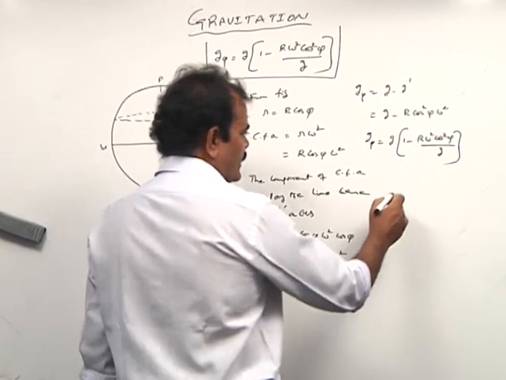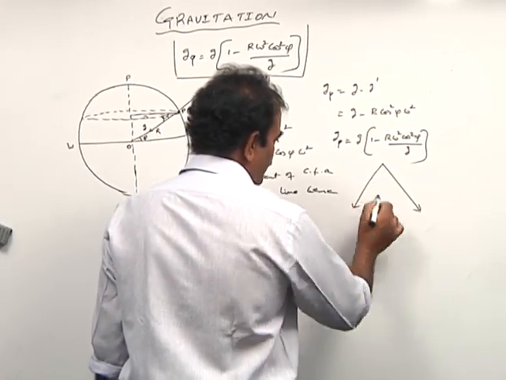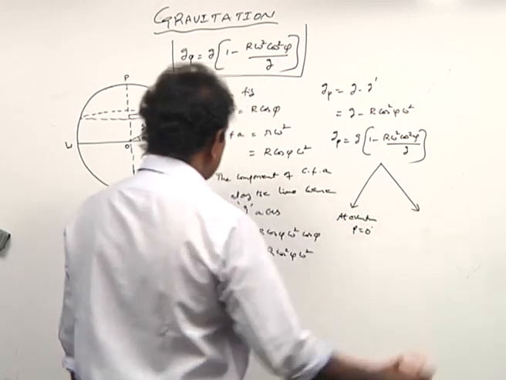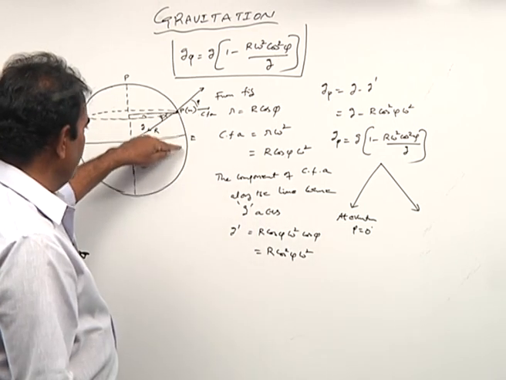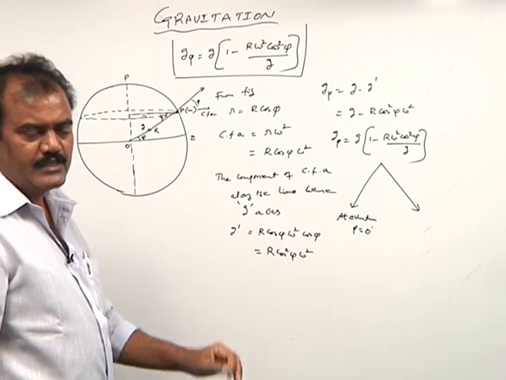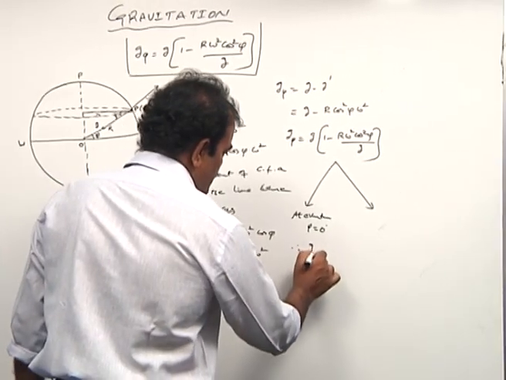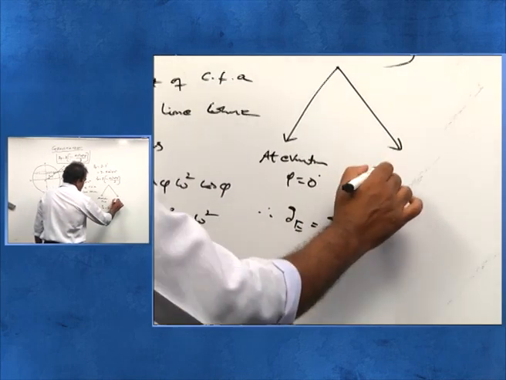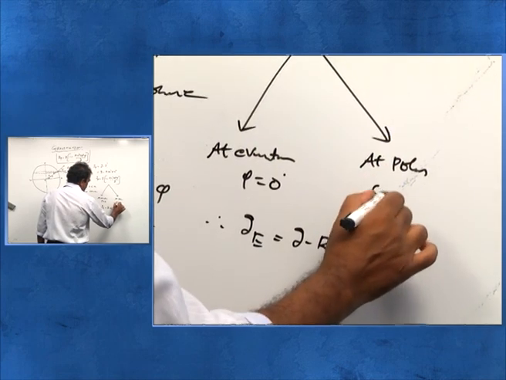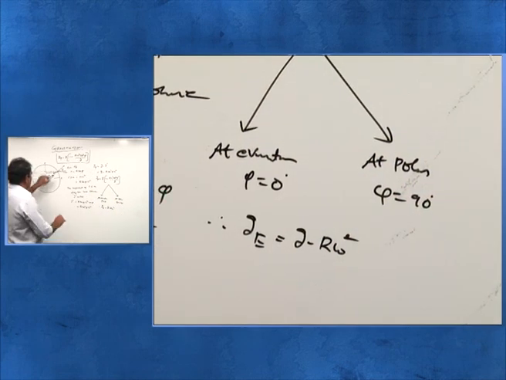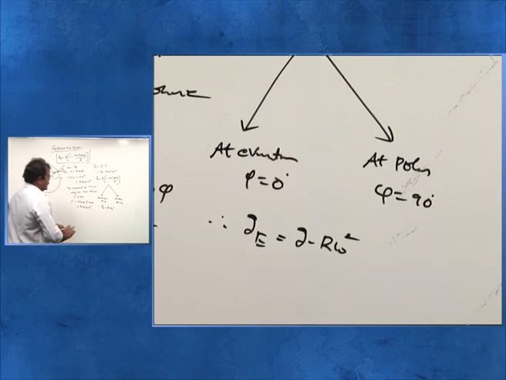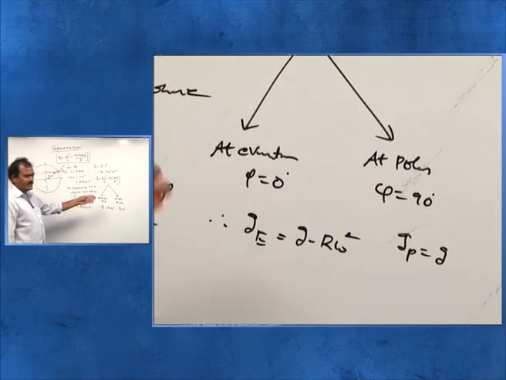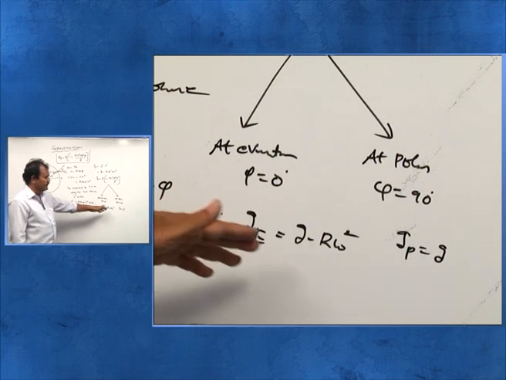And we have two cases here. Suppose at equator, we can take phi is equal to 0 degrees. Why? Because phi equal to 0 degrees means at equator this line doesn't make any angle with the equator. Therefore g E is equal to g minus r omega square. And at poles phi is equal to 90 degrees, means this line makes an angle of 90 degrees. So g P is equal to small g. That indicates definitely that acceleration of gravity is maximum at poles and minimum at equator.